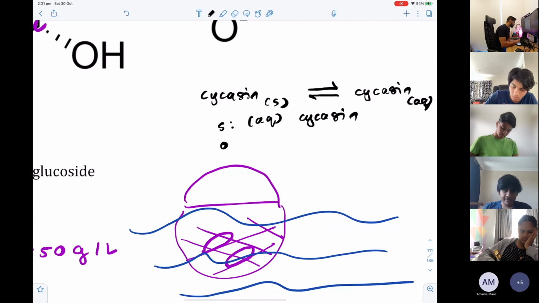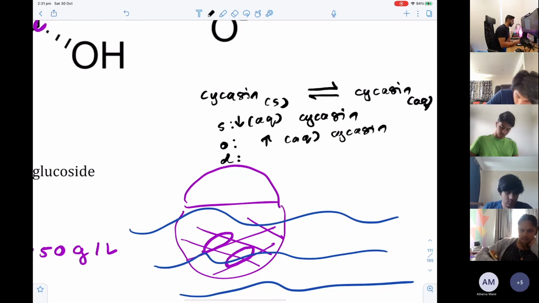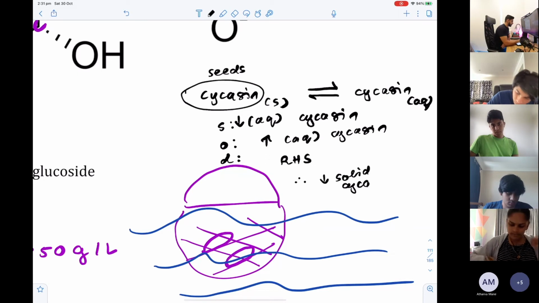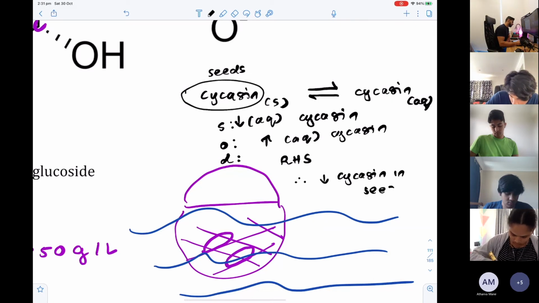So what's the opposite of this? You want to increase aqueous cycasin. And as a result, which direction will we go? Right-hand side. And thus, what is that going to do to the amount of solid cycasin left in the seeds? Decrease. Yeah, therefore decrease solid cycasin. Or you can say, therefore decrease cycasin in the seeds. That'd be cycasin in seed. So that is how you would explain leaching.